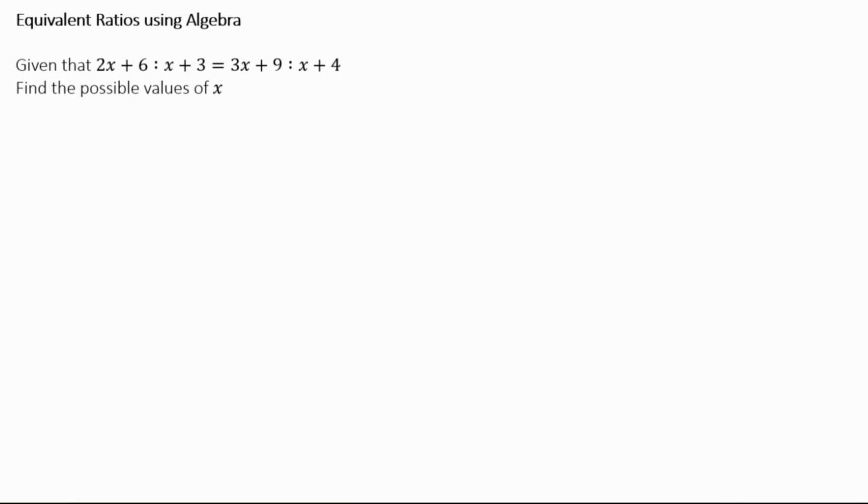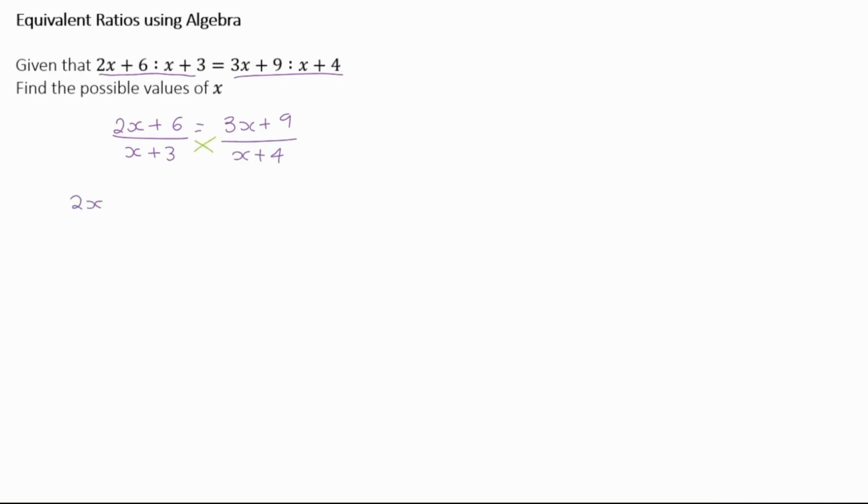The next question says, given that 2x plus 6 to x plus 3 is equal to 3x plus 9 to x plus 4, find the possible values of x. So we are first going to write both the ratios in a fraction form. The first ratio will be 2x plus 6 over x plus 3, and the second ratio will be 3x plus 9 over x plus 4. And these are both equal, which means we now have an algebraic fraction which we need to solve. So we are going to cross multiply to make it linear.